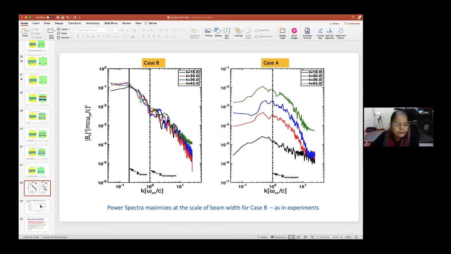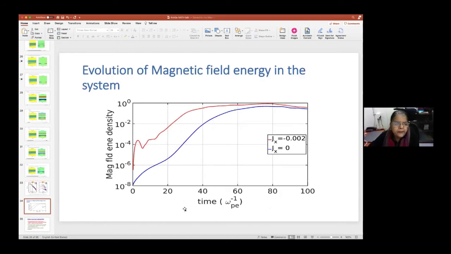Yes. And then we also evolved the magnetic field energy in the system. For the case B, you can see that something happens at the initial time, which makes a rapid increase in magnetic field energy. Both the cases then have similar growth, but case B saturates at a higher value. This is a log scale.